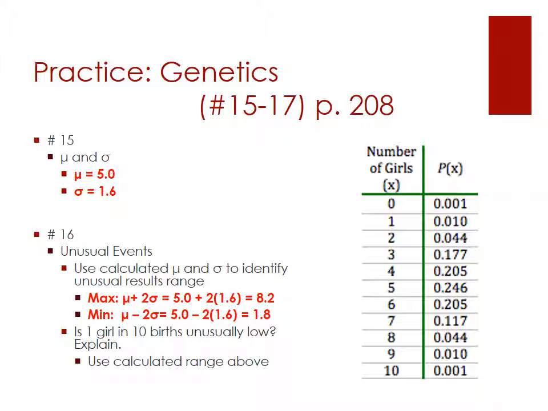All right, you should have gotten 8.2 for your maximum and 1.8 for your minimum. So our last question for number 16 is, is having one girl in 10 births unusually low? So if we're looking at our range, we have 8.2 and 1.8. So how does that work in relation to our question? And we see that it is, in fact, unusual because having one girl is outside the range of the usual events. Notice having just 2 girls would fit within the range of usual events, but having only one is outside the range of usual events.